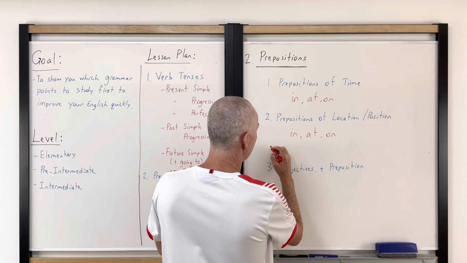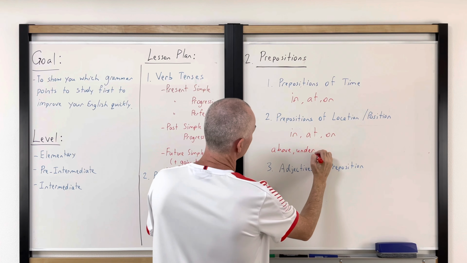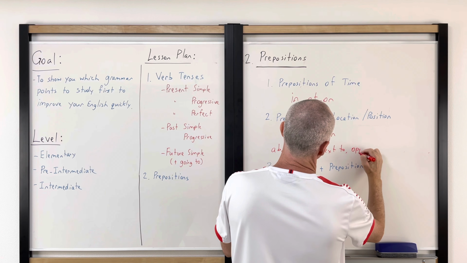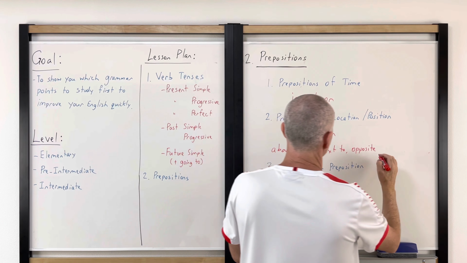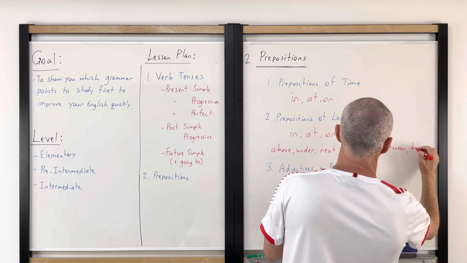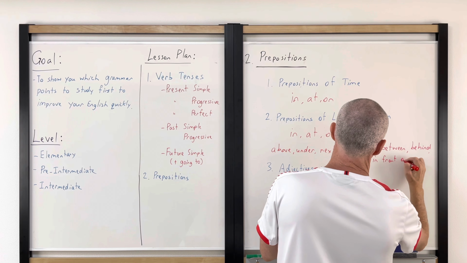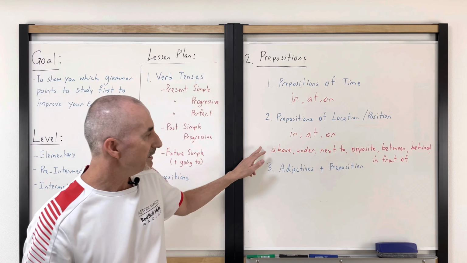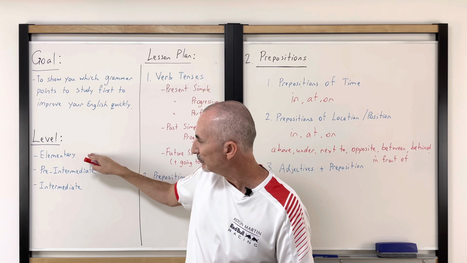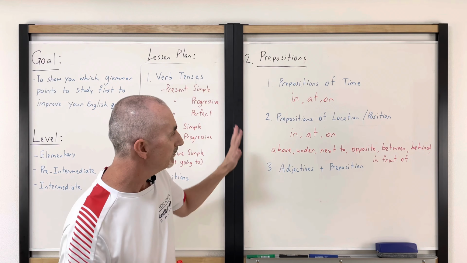But also we want to add to that, right, things like above and under and next to and opposite and between, behind, and in front of. But these are not so difficult to learn and use. They're usually around elementary level, elementary to pre-intermediate. These 3 here are a little harder. Okay, but they have rules.